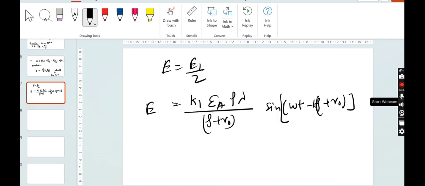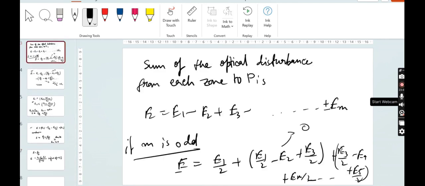So why are we assuming M is odd? Because to do this thing.